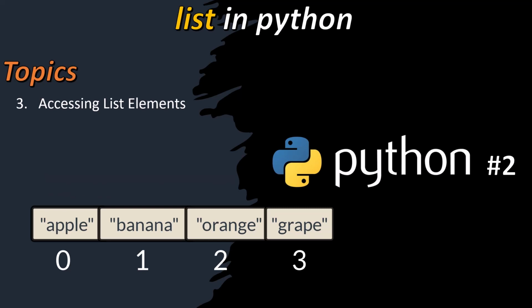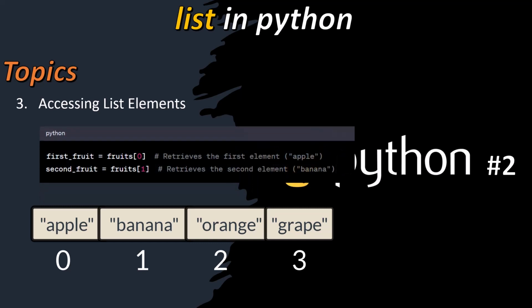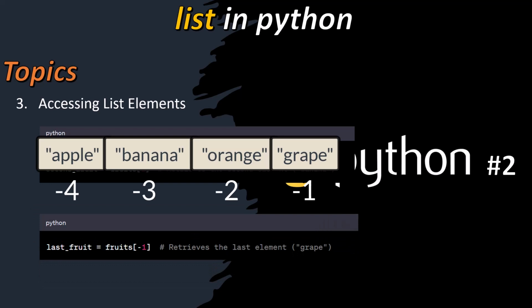First example, first_fruit equals fruits[0] retrieves the first element, apple. Second, second_fruit equals fruits[1] retrieves the second element, banana. Negative indexing is also supported, allowing you to count elements from the end of the list. last_fruit equals fruits[-1] retrieves the last element, grape.